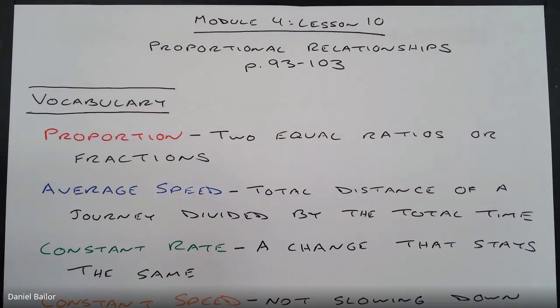Hello, class. Welcome to the next lesson in 8th grade Eureka Math. We're in Module 4, and we're working on Lesson 10 today. Lesson 10 is called Proportional Relationships, and you should recognize proportions because we talked about that a few lessons ago. I believe it was Lesson 7 or 8. We're going to revisit proportions again today, so you'll need pages 93 to 103 of your Module 4 workbooks.